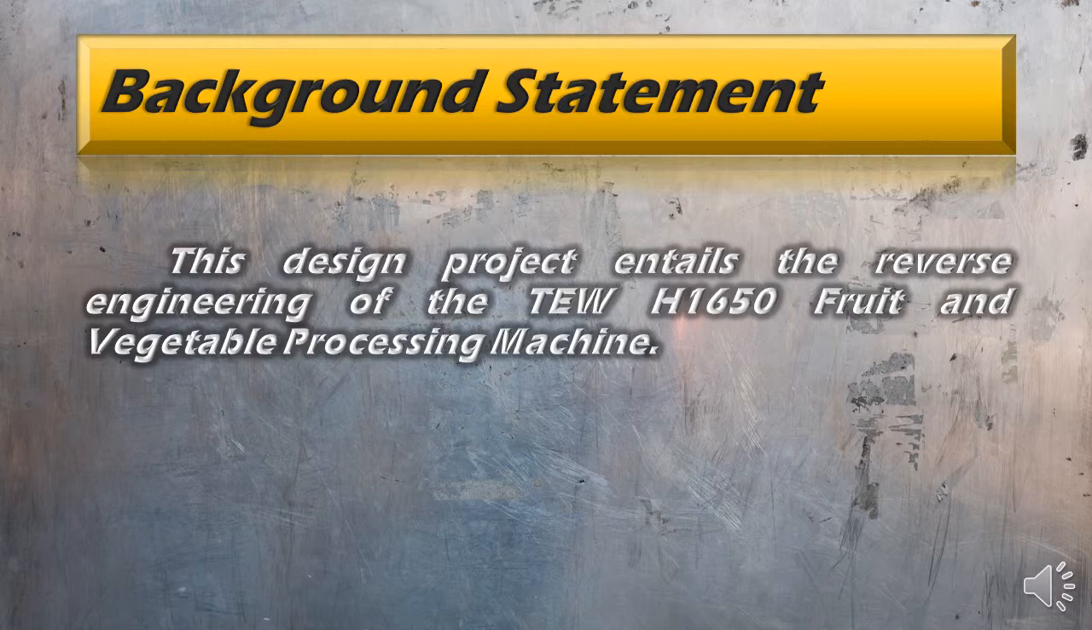The TWH-1650 is frequently used in the agriculture sector by agriculturists, farmers, or retailers. It can be used on a small scale or a large scale. This machine serves to increase productivity by cleaning the produce with little manual labor at a faster rate when compared to laborers performing the same task.